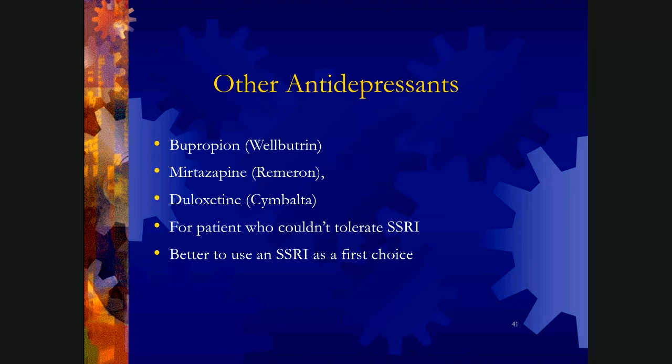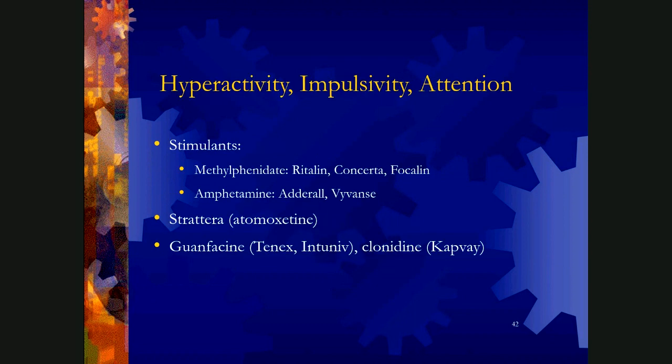Those medications are used for patients who couldn't tolerate SSRIs, so patients who have developed the side effects to the SSRI mentioned before. But in general, it's better to use an SSRI as a first choice because we have more studies of SSRIs with autism. In terms of the symptoms of hyperactivity, impulsivity, and attention, that we see mostly in children and latency age who are in school, unable to sit still and learn, or unable to engage in ABA treatment, let's say, because they're so hyper.